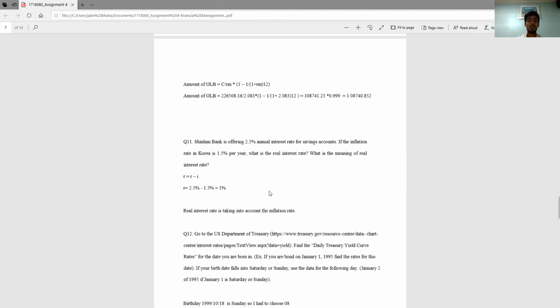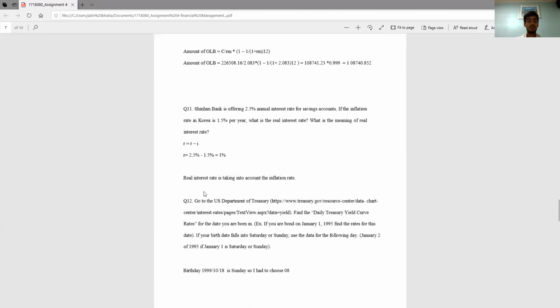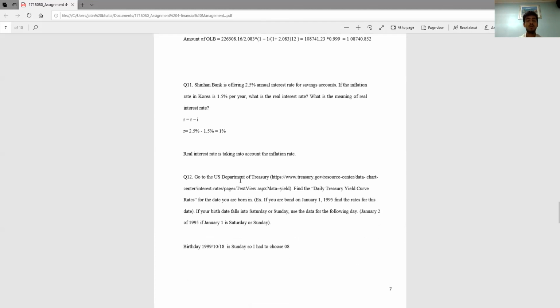Shinhan Bank is offering 2.5% annual interest for the savings account, and the inflation rate in Korea is 1.5% per year. What is the real interest rate? What is the meaning of real interest rate? Real rate is R minus I, 2.5 percent minus 1.5 percent is 1%. Real interest rate takes into account the inflation rate.